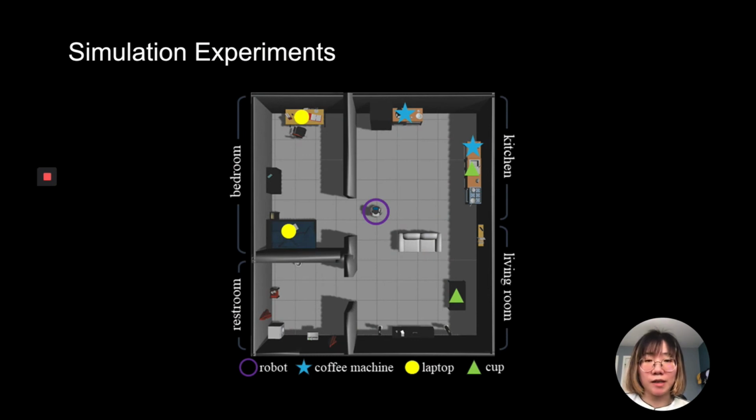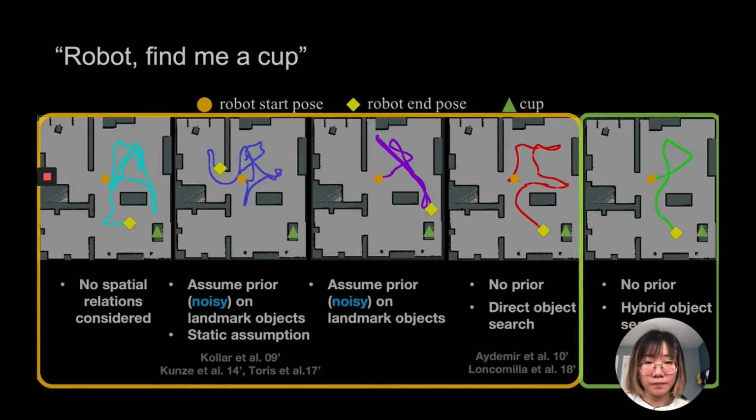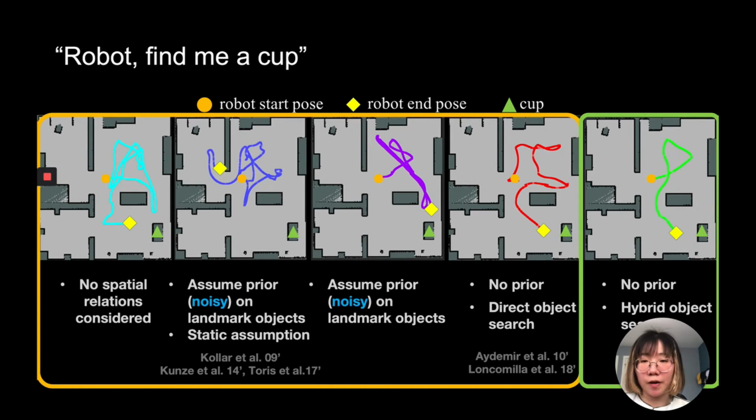We also quantitatively evaluated our method compared to existing methods in a simulation experiment. It's an apartment-like environment, and we task the robot to find various objects such as a coffee machine, laptop, and cup across the environment. And just to give you a qualitative comparison between existing works and our work, what we're showing here is the trajectory that the robot traveled during the search. From left to right, the first 4 columns are the existing methods, and the last column is our method.